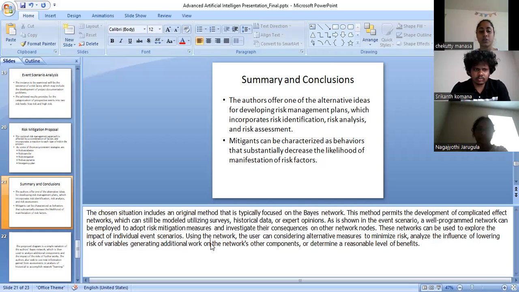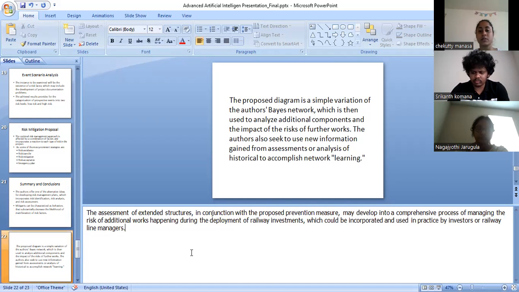These networks can be used to explore the impact of individual event scenarios. Using the network, the user can consider alternate measures to minimize risk, analyze the influence of lowering the risk of variables, generating additional work on the network's other components, and determine a reasonable level of benefits. The mitigants can be categorized as behaviors that substantially decrease the likelihood of the manifestation of the risk factors. Then the proposed diagram is a simple variation of the author's Bayes network, which is then used to analyze the additional components and the impact of the risk of future networks.